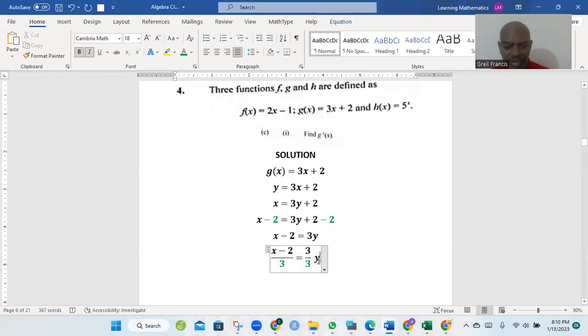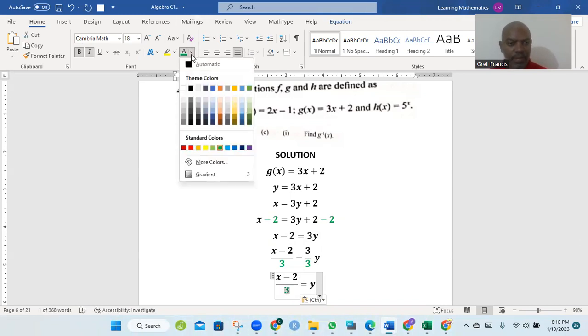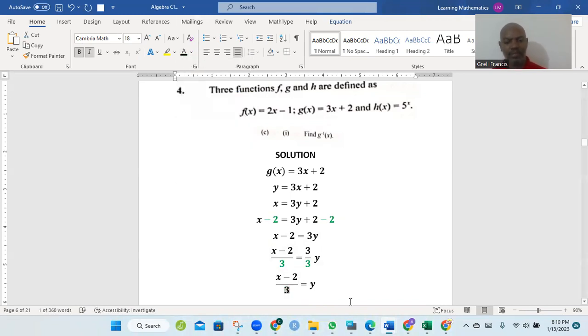So therefore, 3 divided by 3, the 3 is cancelled out, and we are left with y is equal to x minus 2, divided by 3. So please copy this down. Now we have gotten y as the subject. We have gotten y by itself.